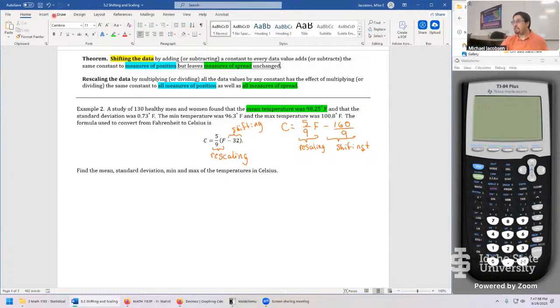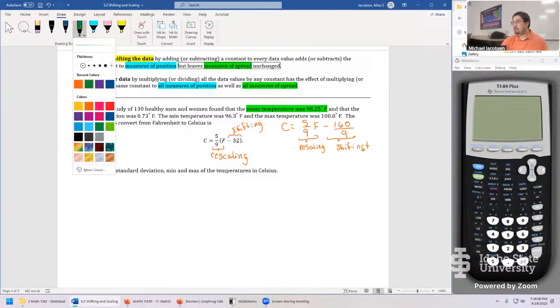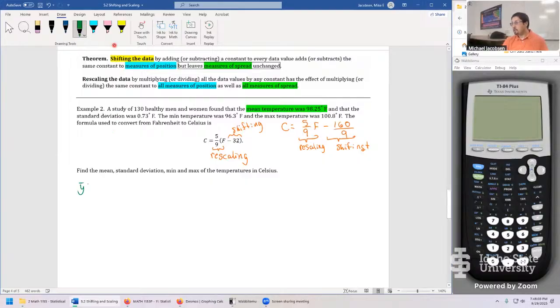So we have a value for the mean. Y bar is 98.25 degrees Fahrenheit. We're told the standard deviation was 0.73 degrees Fahrenheit, but that's measuring spread now. So S for standard deviation, 0.73 degrees Fahrenheit. And that was supposed to be F for Fahrenheit there.